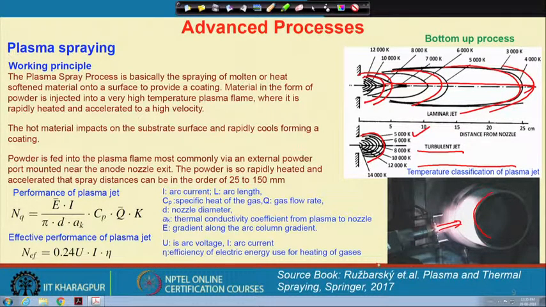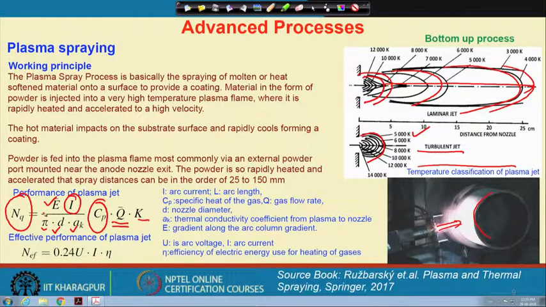The working principle, or the efficiency, that is the performance of a plasma jet, is linked with the gradient along the arc column divided by pi, multiplied by the arc current that we applied, where D is the nozzle diameter, A is the thermal conductivity, Cp is the specific heat of the gas, and there is the gas flow rate, and so on. There is some constant with that. All these process parameters and variables have to be optimized.